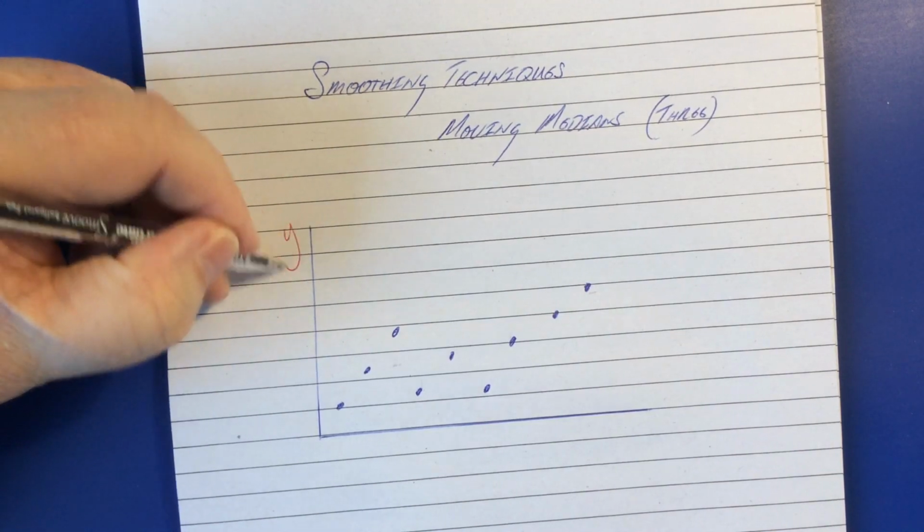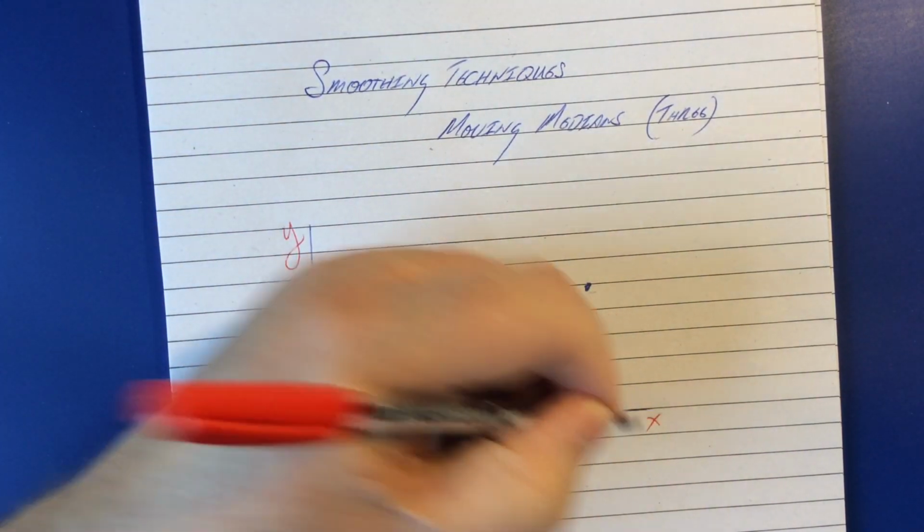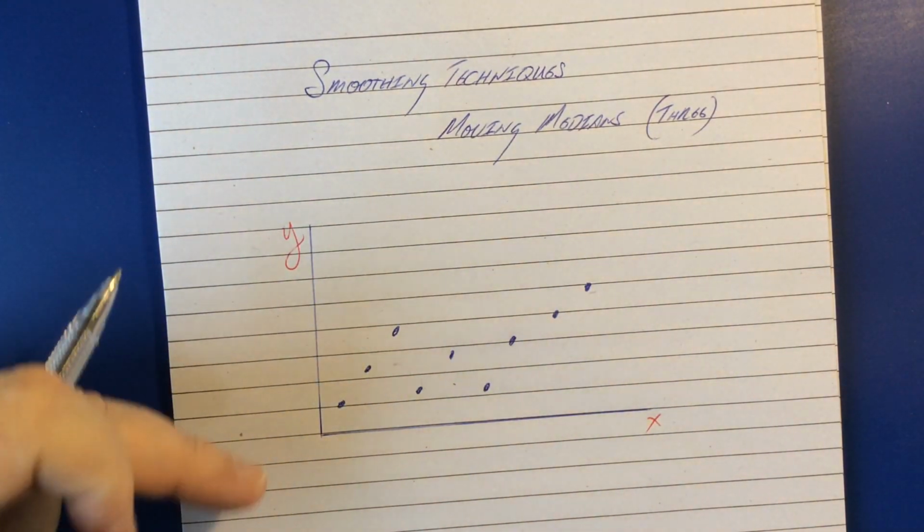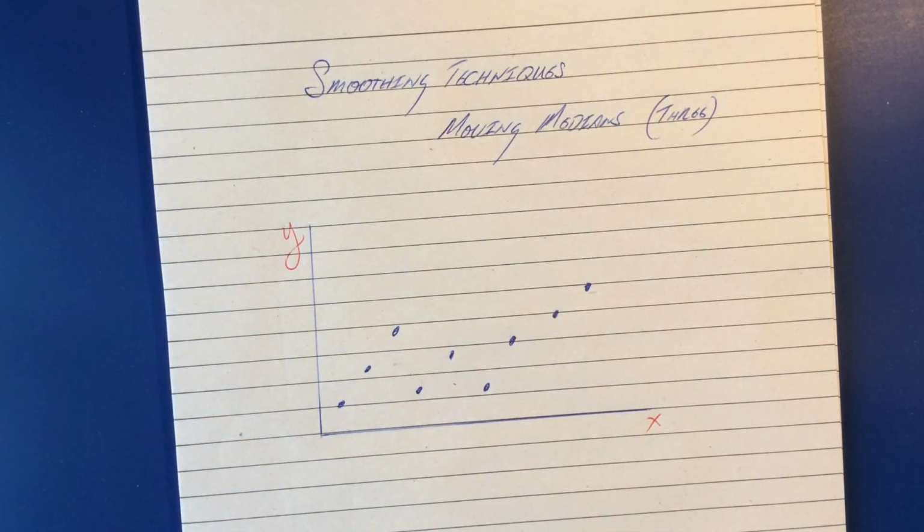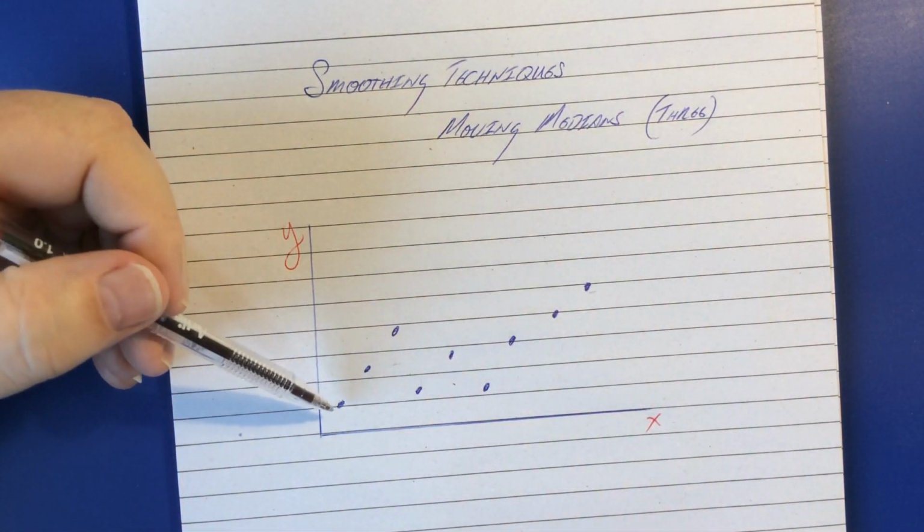What we do need to state is that that is y and that is x, because we are going to be finding the median of each for each of the little sets of data that we're going to be examining. And so let's get going.